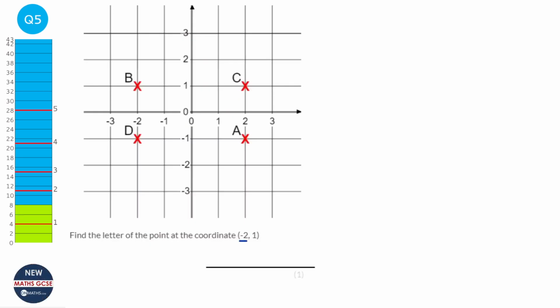This coordinate is telling us to go 2 to the left from the centre. We go right when it's positive, we go left when it's negative, so it's 2 to the left. And then it's telling us to go 1 up. It's up because it's positive. So we need to go 1 up, and we get to the coordinate of B. So we just look at the -2 on the x-axis and the 1 on the y-axis, and that is where point B is.